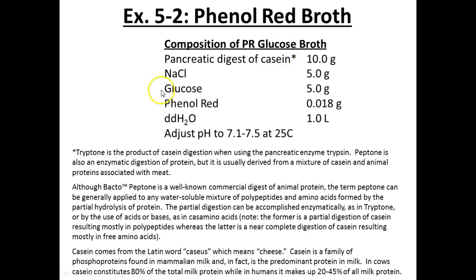Salt to balance it, right? In this case for ours, we have glucose. Phenol red, why is that in there? What is that? It's the pH indicator, right? So we can tell by just looking at the color of the tube what the pH is, and we don't have to do a pH test like we did with the methyl red.